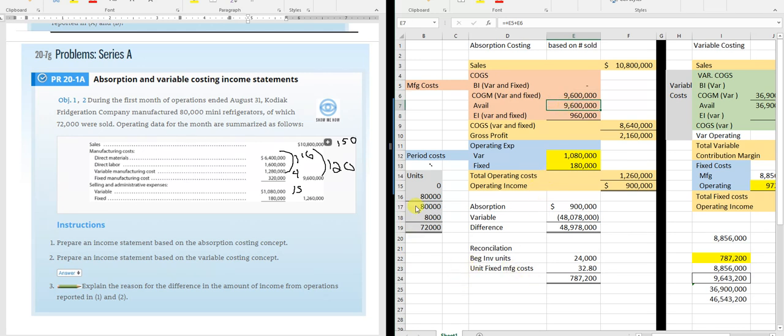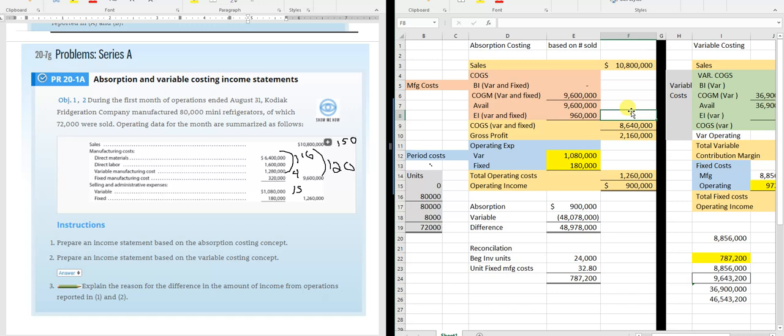Beginning inventory plus cost of goods manufactured is goods available. I subtract my ending inventory, so let's go through the units again. I did this at the end of the last one. My beginning inventory is 0. I manufactured 80,000 units. And I sold 72,000, so I can back into ending inventory as 8,000, because units are either sold or still here. So I have 8,000 in ending inventory. So 8,000 in ending inventory times 120 is 960,000. That gives me my cost of goods sold of 8,640,000. So a shortcut is I could just simply do the 72,000 sold times the 120, and I get the 8,640.